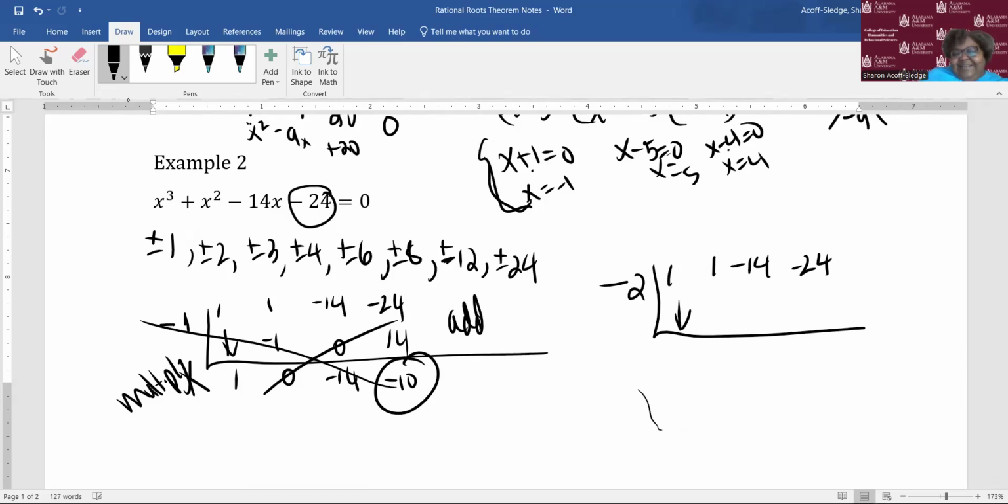Okay. Bring that down. Now we're going to multiply. Add these together. We're going to multiply again. -1 times -2 is a +2. This is going to give us a -12. I think this is good. -12 times -2 is a +24. When we have a remainder of 0, -2 is a root.